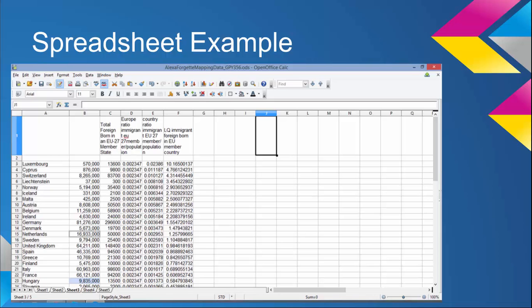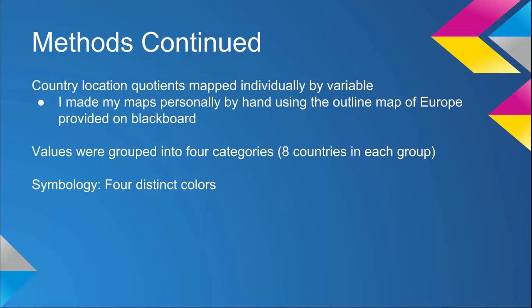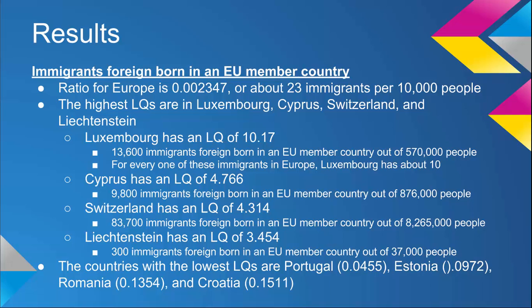This is an example of part of my spreadsheet. Here are the country location quotients mapped individually by variable. I made my maps by hand using the outline map of Europe provided on Blackboard, and I grouped my values into 4 categories, so it placed 8 countries into each group. For my symbology, I used 4 different colors.